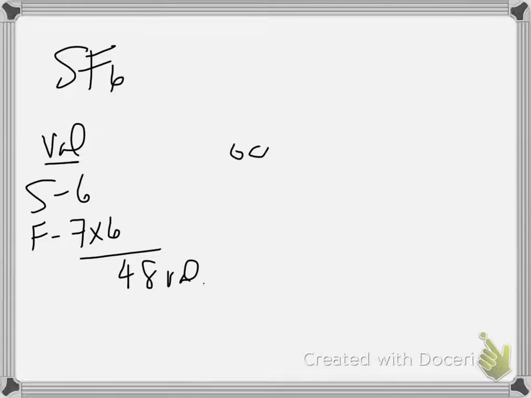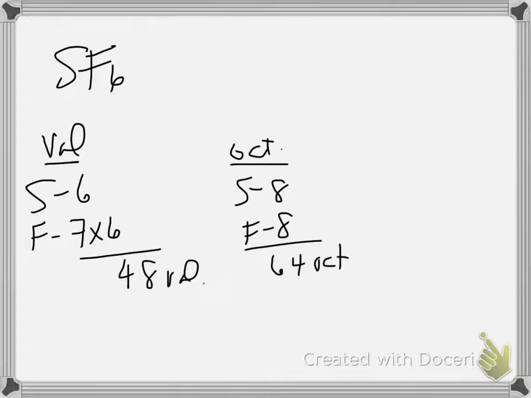If everyone was satisfied, sulfur would have 8, fluorine would have 8. That would be 64. No, it wouldn't. 56, right? Wait, 8 times 7, 56. I can do calculus, I just can't do basic arithmetic. It's so sad. All right.